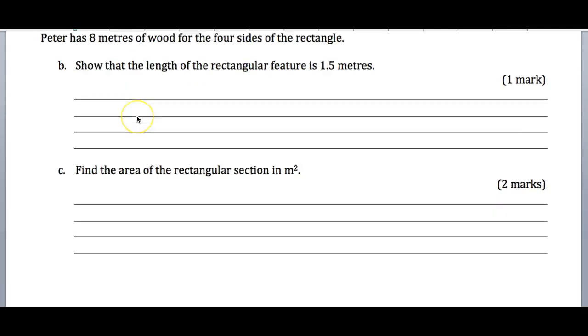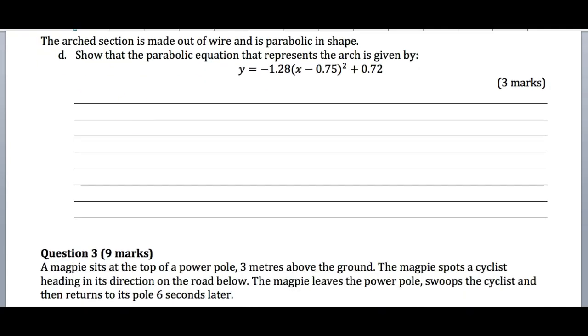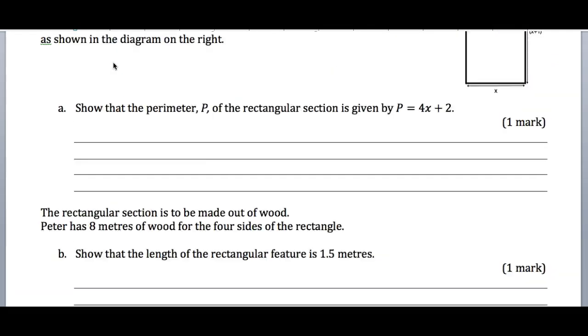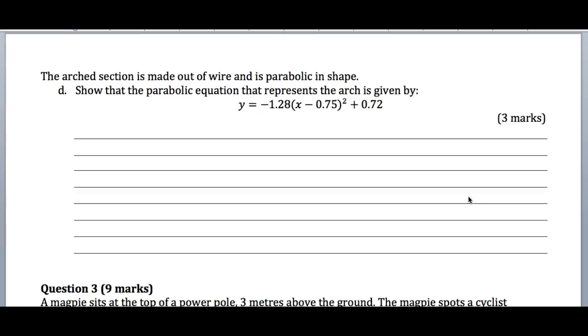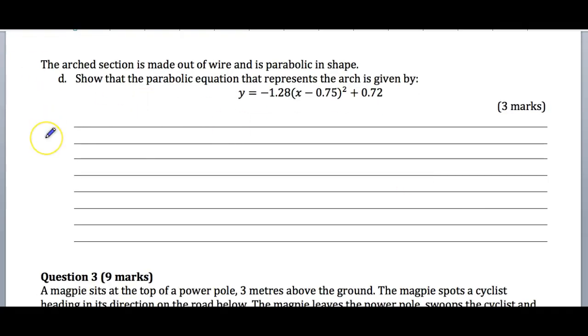Okay, let's move on. The arch section is made out of wire and is parabolic in shape. So basically if we go back to the equation here, we're finding this parabola. So it's given us the equation, you just have to find it. The reason I gave it to you is not so you can do it later on, but so you can see whether you got the answer or not. And this question here, even though I've got decimals, it's in turning point form. You should be able to see it and say, well, that's in turning point form, so I'm going to use the general equation for turning point form.